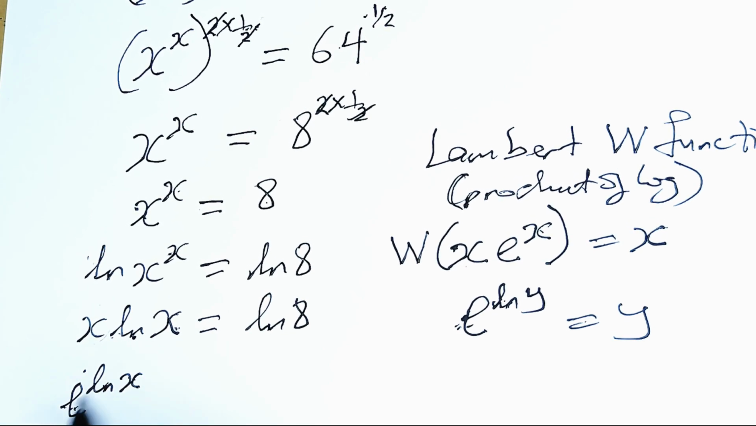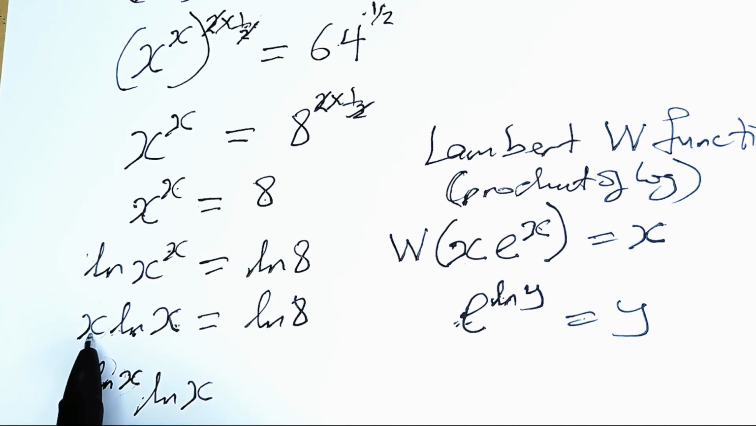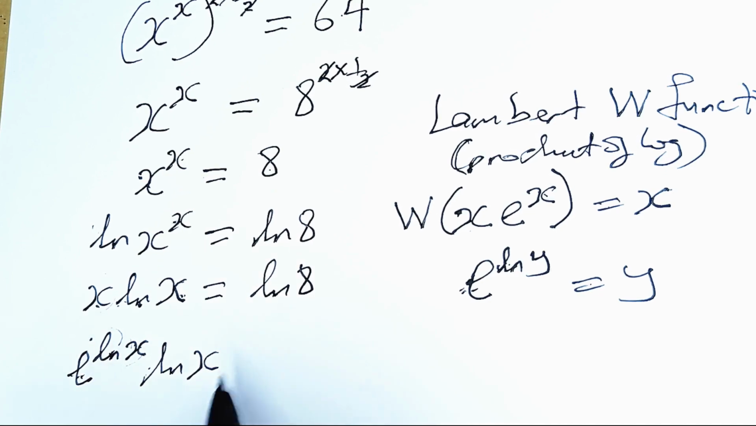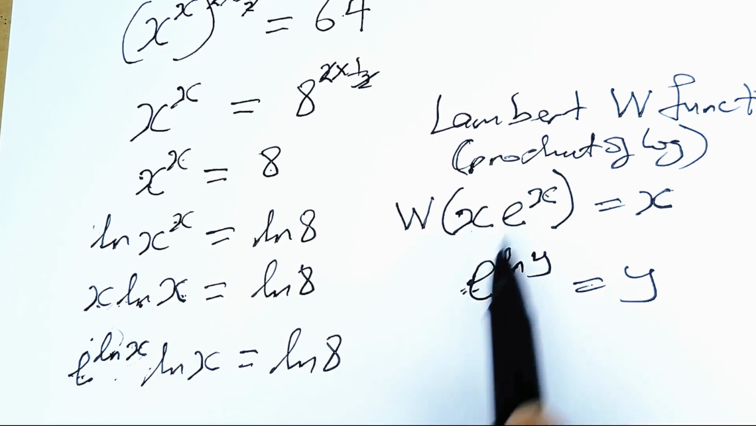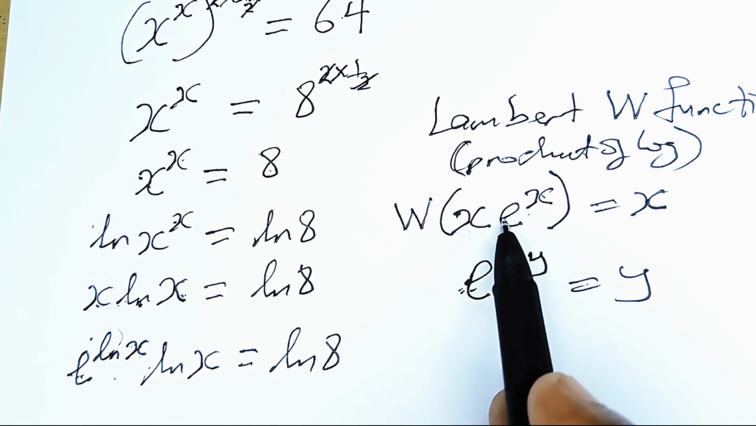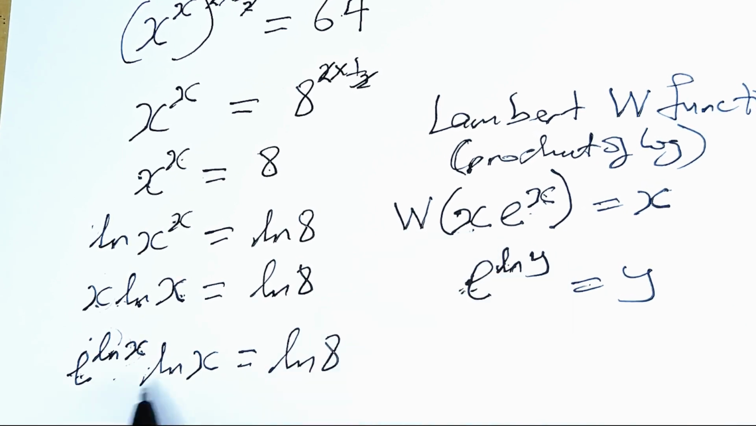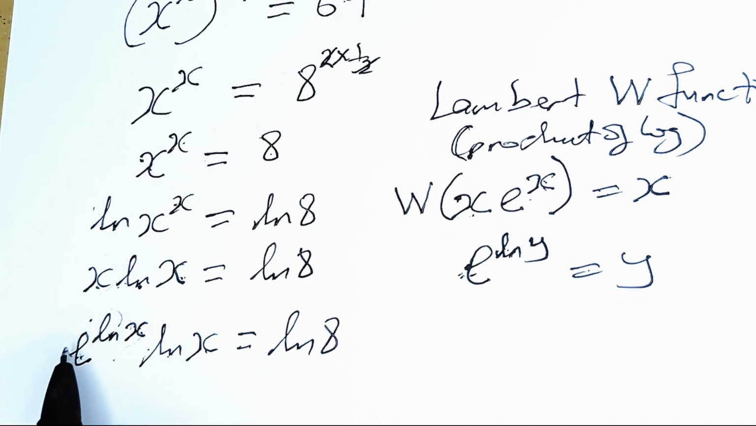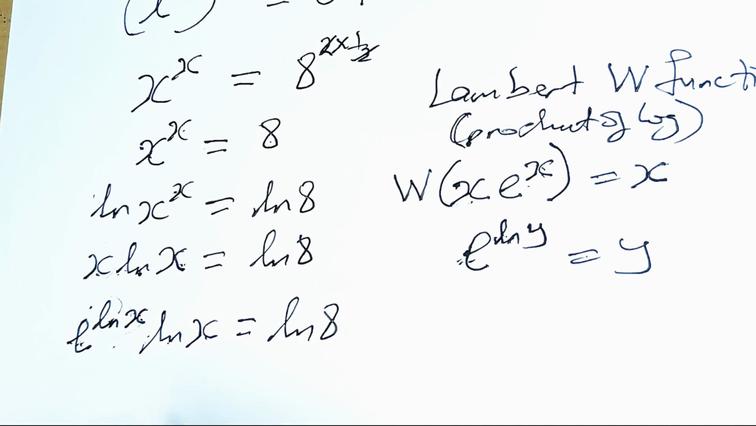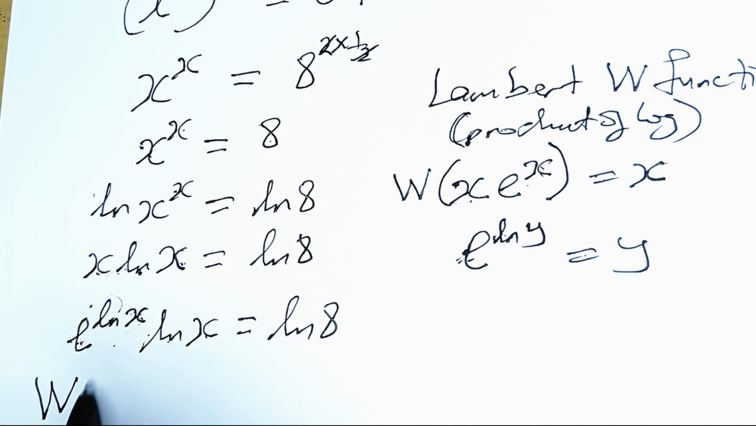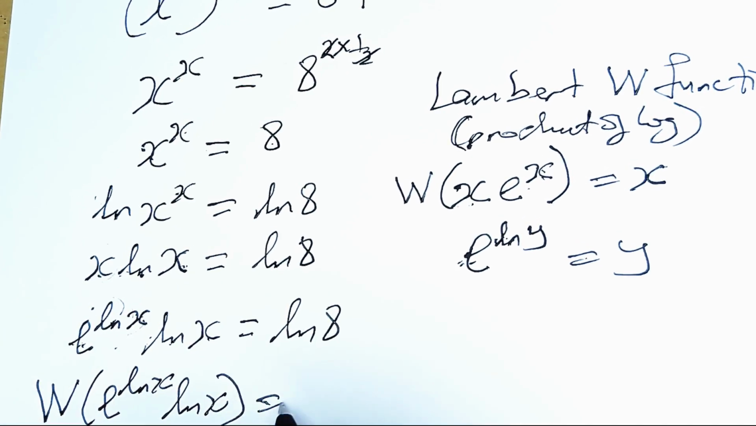This and this can cancel out, so we are left with ln x here. What we have done is just representing this. We have done two things that are reciprocal to each other. So it's equal to ln 8. We intentionally do this so that we can have this pattern. Looking at it critically now, we have exponential of x here and exponential of ln x, and we have x here and ln x. So if we introduce the W function to this, we are just going to get ln x as our answer.